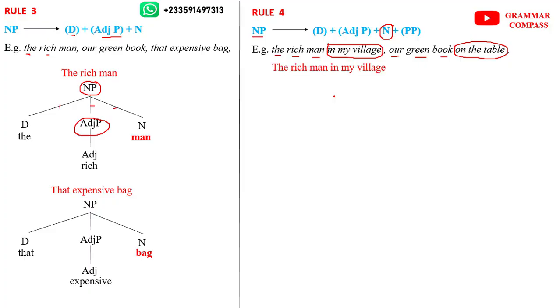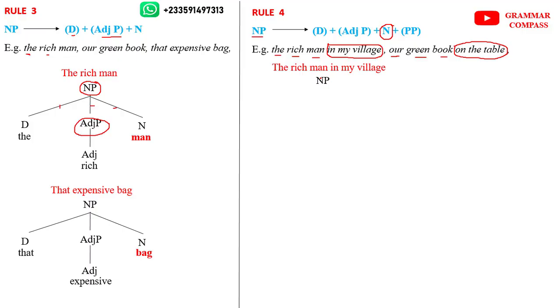First of all, let's pick the rich man in my village. The whole of this is what? It is a noun phrase. So what do we write? NP. Well done. Now let us move on.